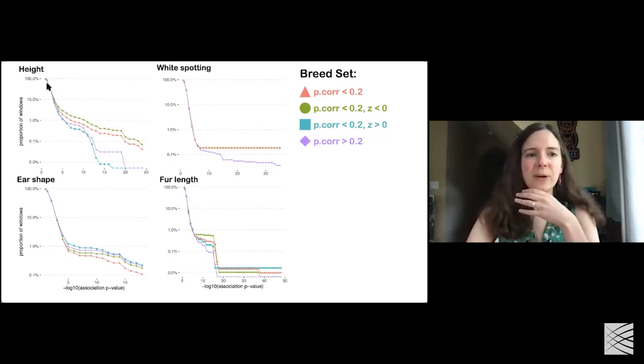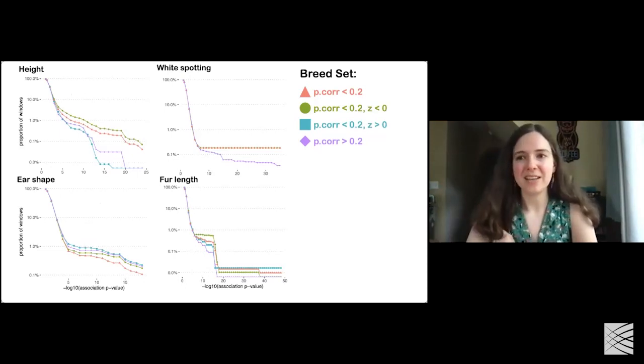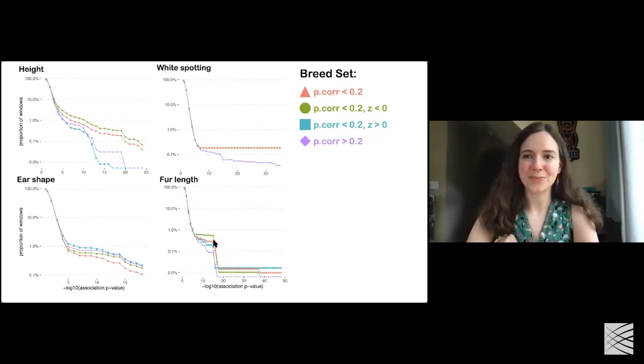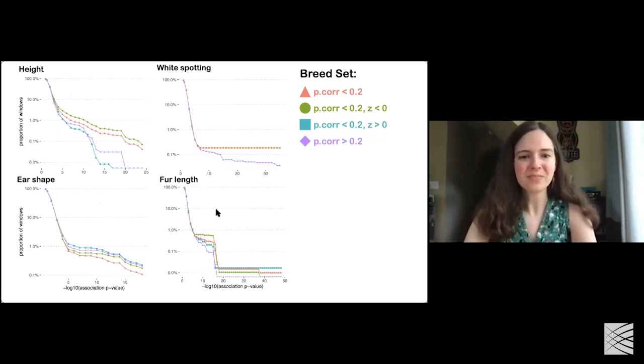And what we see for height, at least, is that the set of small breeds have differentiation signals enriched in size-associated SNPs. We see some patterns of enrichment for other physical trait loci. The thing with a physical trait GWAS is that a lot of these are few loci with high effects. So that probably explains the drop-off here, is that there's really only one locus responsible for fur length in dogs.